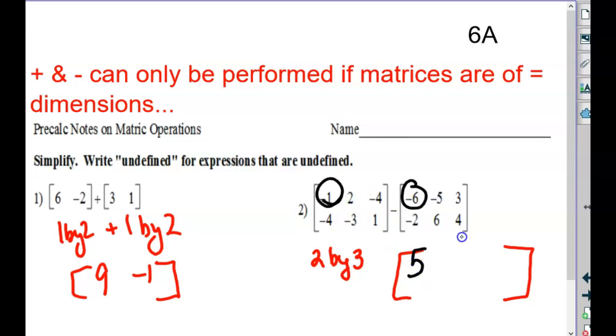2 minus -5, I'm going across. Doesn't matter. -4 minus 3. -4 minus -2 would become plus positive. -3 minus 6. And 1 minus 4. Did anyone else get those numbers? Okay.